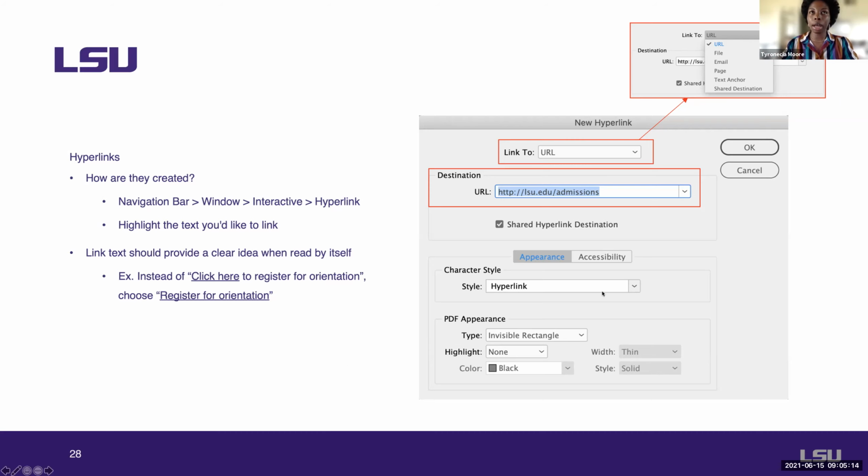And something to keep in mind when you are deciding what type you want to create as a hyperlink: try not to use redundant language like "click here." Just make sure that your URL is active, because for someone who's using assistive technology, it's going to sound repetitive to use "click here" as opposed to just "register for orientation." Next slide, please.